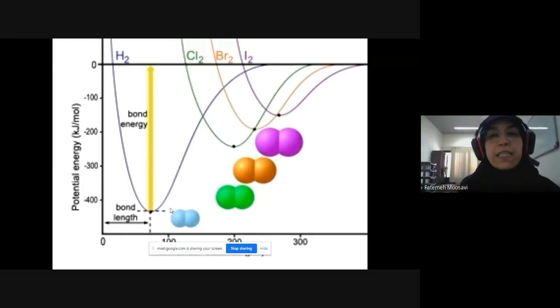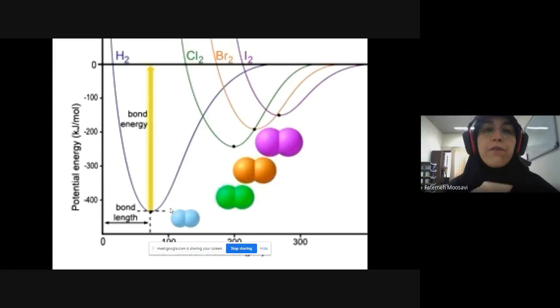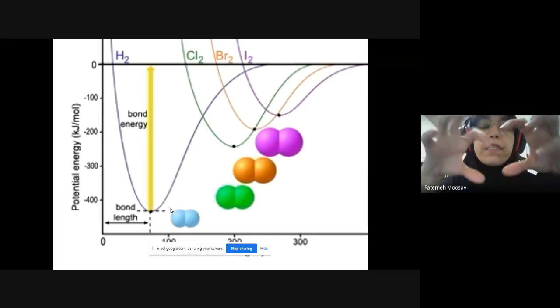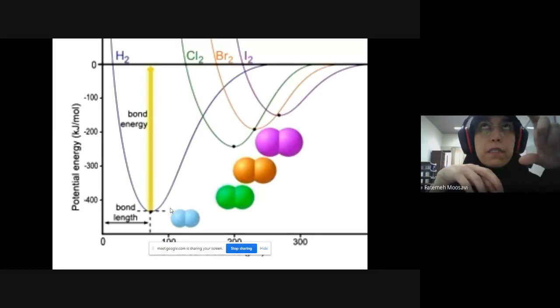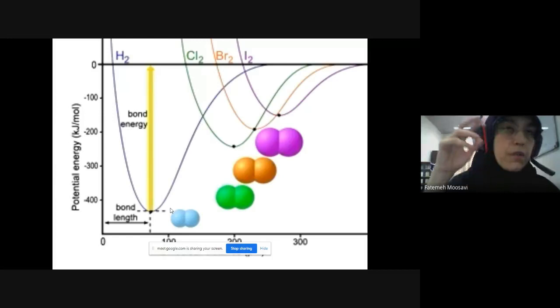Okay. We can see the difference between the bond energy and bond length between hydrogen, chlorine, bromine, and iodine. It means that the difference between molecules is because of the difference in bond energy and bond lengths. In addition, the same figure can be considered for the case that we consider the interaction between the molecules, I mean intermolecular forces. However, the bond energy is not observed in the case of intermolecular forces.